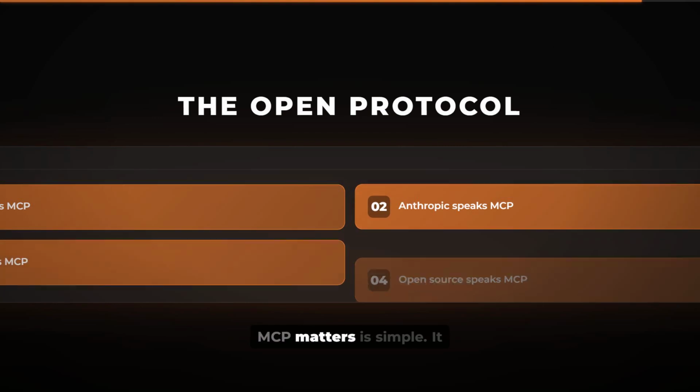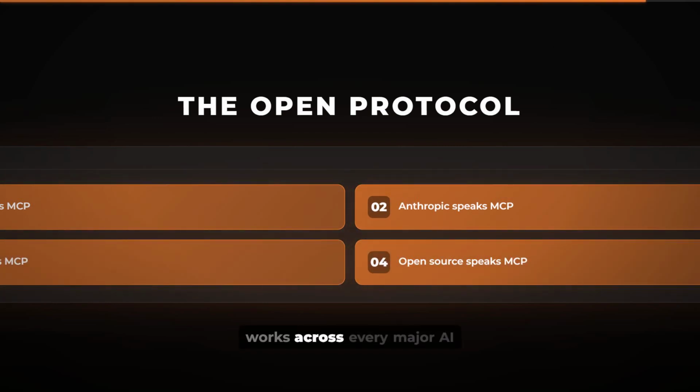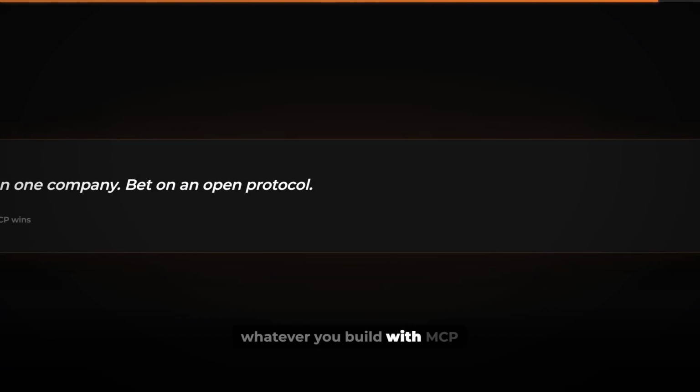The reason MCP matters is simple. It is the first standard that works across every major AI system. OpenAI, Anthropic, Google, and the open source community all speak it. That means whatever you build with MCP today will keep working as models get better. You're not betting on one company. You're betting on an open protocol.